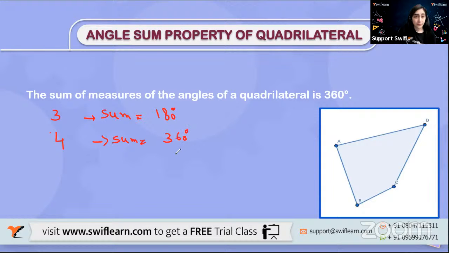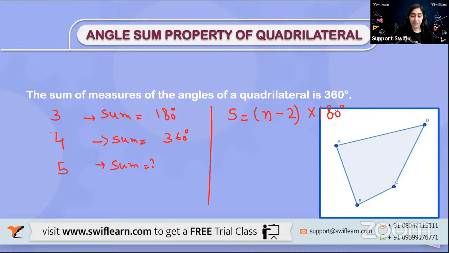How about if I say it is a pentagon, with five sides, then its sum will be equal to what? It will be different. It will not be 180, it will not be 360. What will it be? To know that, we have a formula by which we can easily calculate. So the sum is equal to the number of sides minus 2, and then we multiply it by 180 degrees.